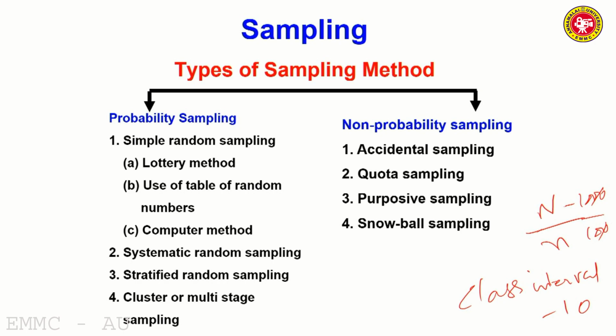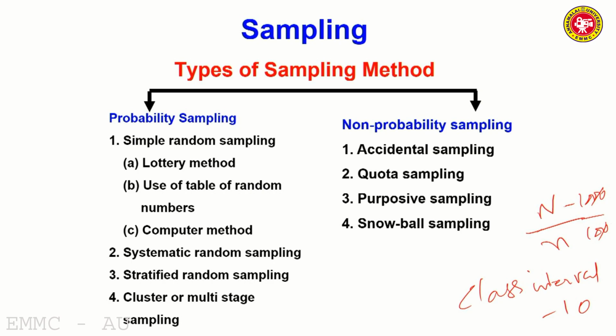Suppose the list is in your hand. As a researcher, first suppose you want to take number 14, then you have to maintain the class interval of 10, next house 24, 34, 44. That way you have to go and collect the data. That is called systematic random sampling.